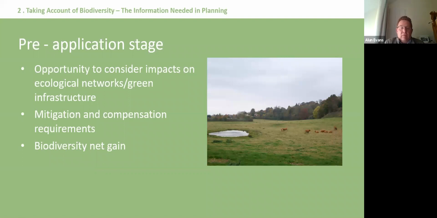It's also to consider the wider impacts of a proposed development in terms of the landscape, the ecological networks, the green infrastructure, and what likely mitigation and compensation measures are required. With the drive to biodiversity net gain as a policy stance across all the devolved administrations, what elements can be incorporated to add to the development in terms of biodiversity?